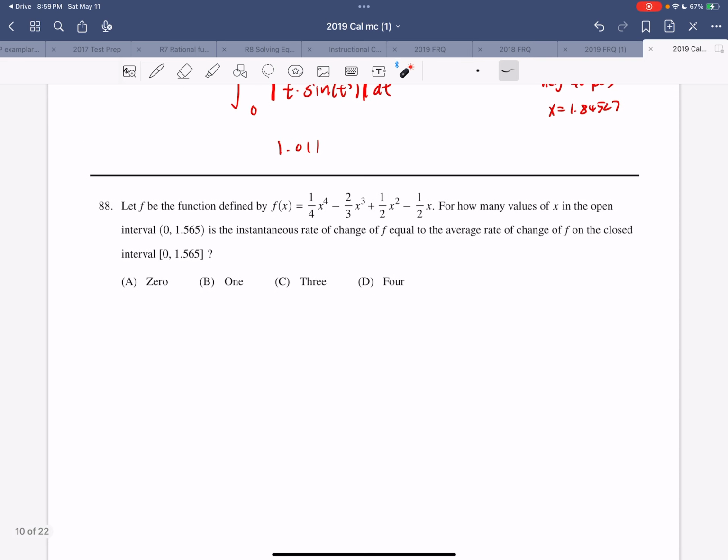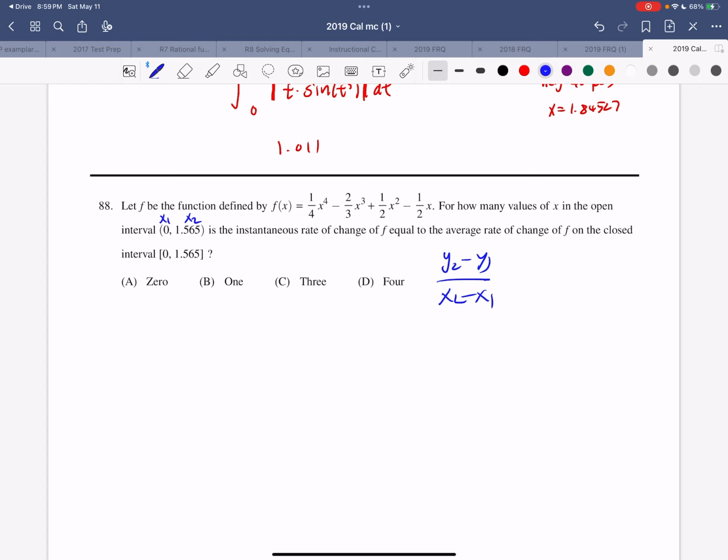Now, question number 88, we have this one. So this is the interval. Now, instantaneous rate of change equal to average rate of change. So what you basically have to do is, first, you're going to find the slope. Remember, slope is y2 minus y1 over x2 minus x1. So this is an interval. That's an x1, that's an x2.